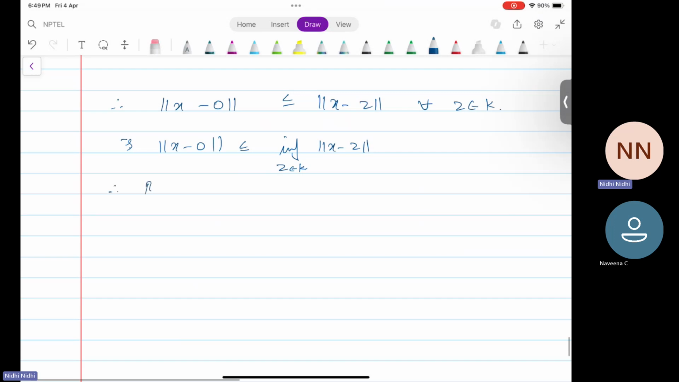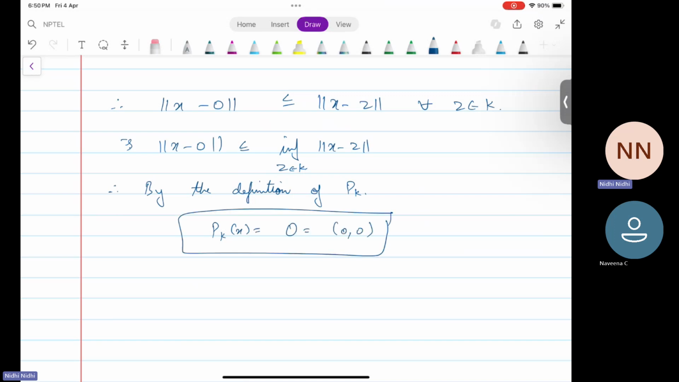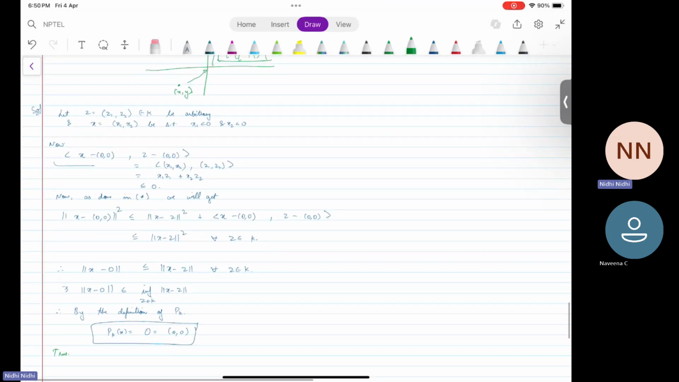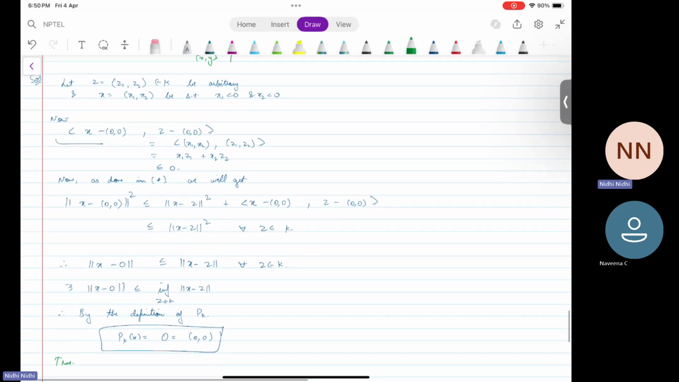Therefore, by the definition of P_K, P_K x should be equal to the origin. Therefore, the given statement is true. I hope the solution is fine. If you have any doubt, please let me know.